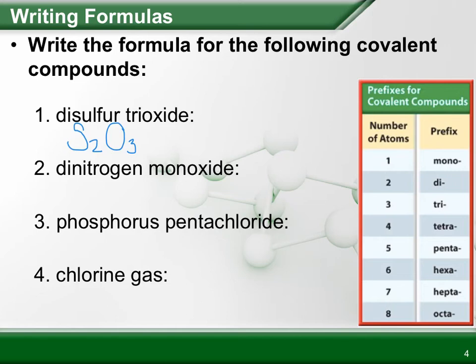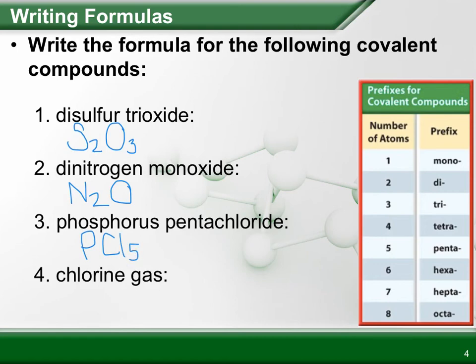Dinitrogen, so that means there are 2 nitrogens, and we write that N2. And then monoxide means we have 1 oxygen, so we write that O, and then it's a 1, but we don't write ones. So phosphorus means there is 1 phosphorus, so we're just going to write the symbol. And then pentachloride, we see that penta is 5. So there are 5 chlorines, so we'd write that Cl5.